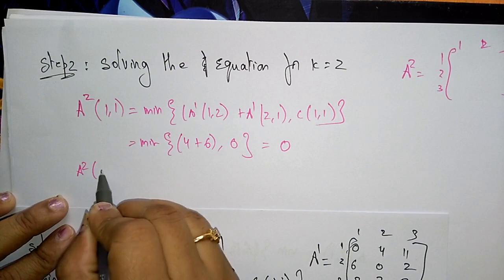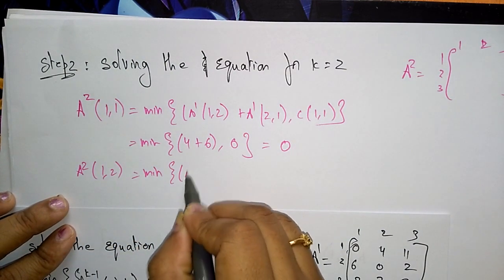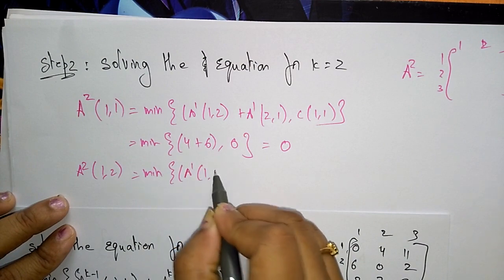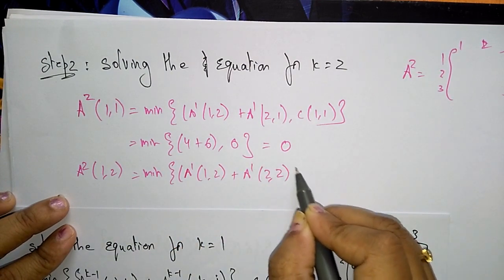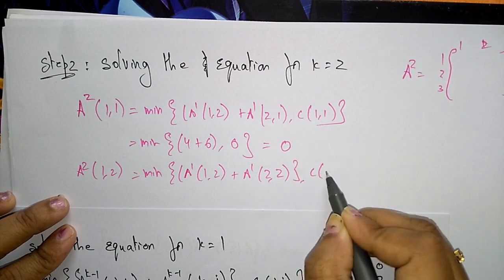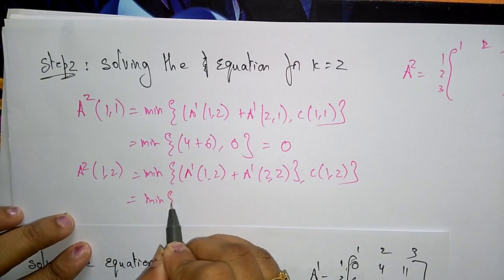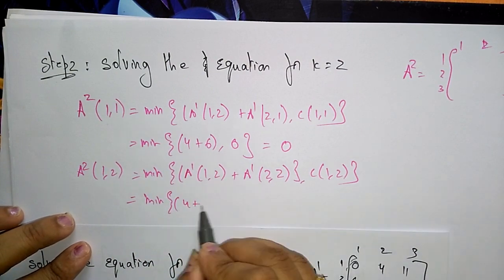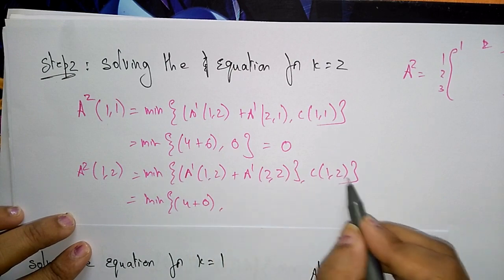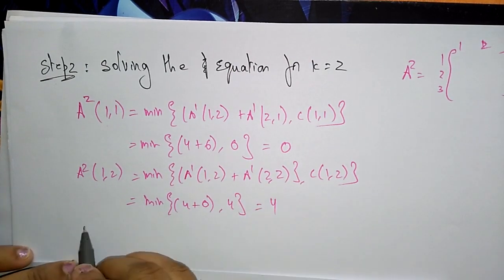Next, A2 of 1 comma 2. Just apply the formula: minimum of A1 of 1 comma 2 plus A1 of 2 comma 2, comma C of 1 comma 2. So what is the cost of 1 2? That is 4. And 2 2 is 0. And cost of 1 2 is 4. So the minimum value is 4.